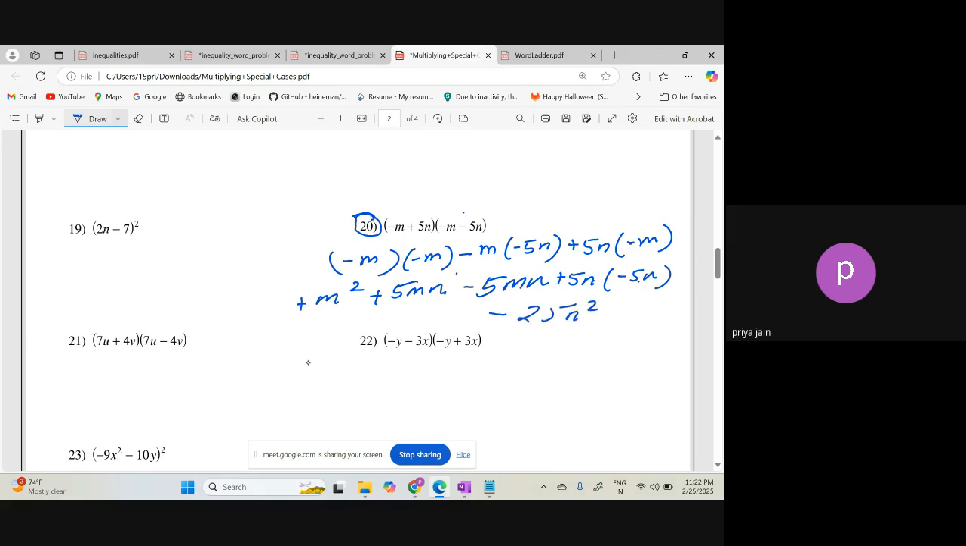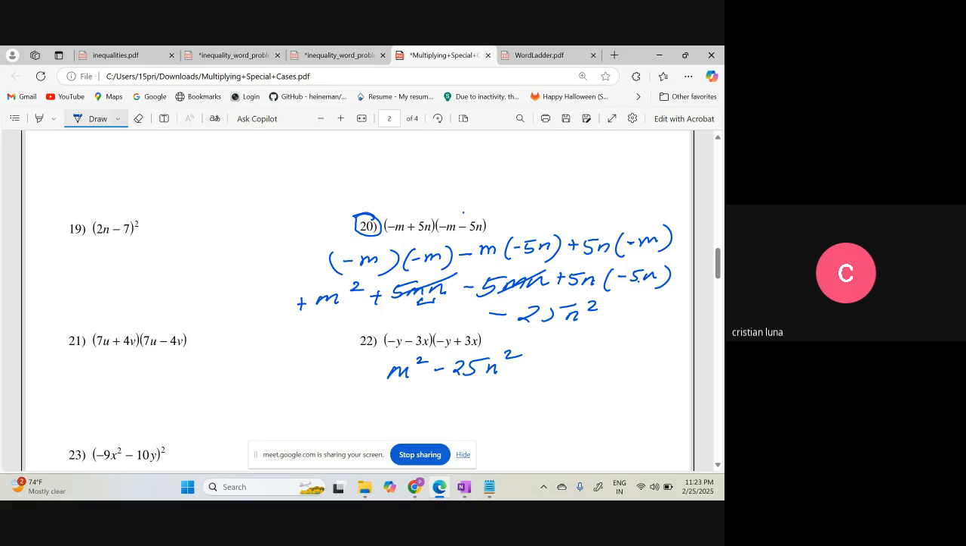Now, n is going to get cancelled because mn and nm are both the same, right? Because they're being multiplied. And it's like 5n and 5n, so they get cancelled. So I'm going to be left with n squared minus 25 n squared. Interesting.